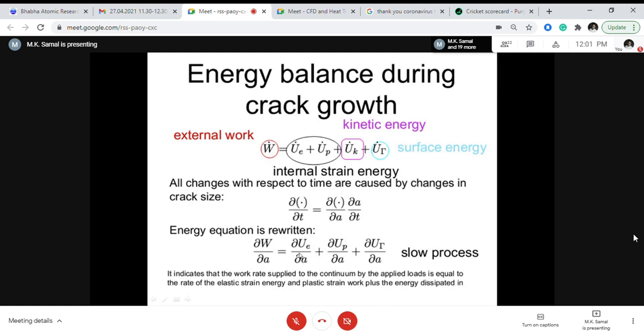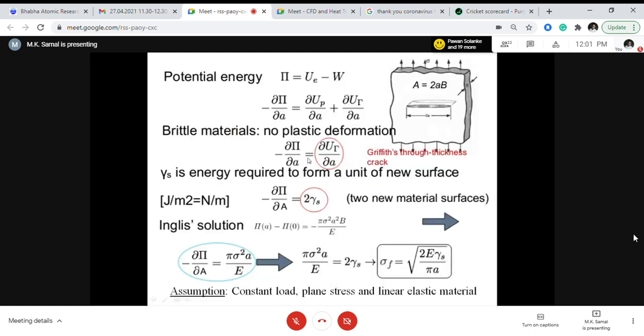And you know that for brittle material, this is zero. So we have only elastic strain energy and the surface energy. Okay. So what work you are giving, basically it is being stored, and if it exceeds the surface energy, the crack will propagate. So to make it further clear.